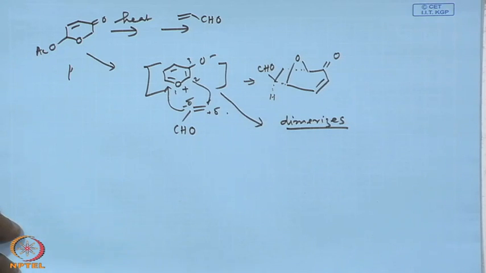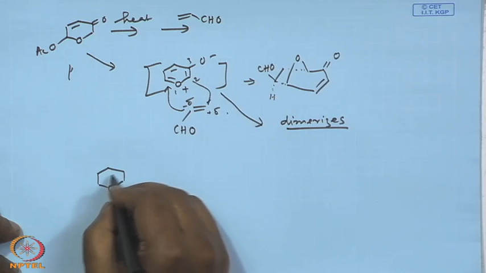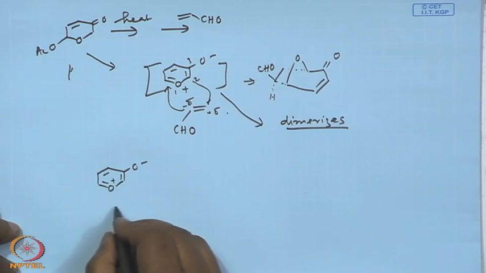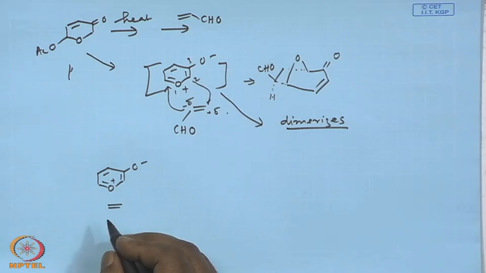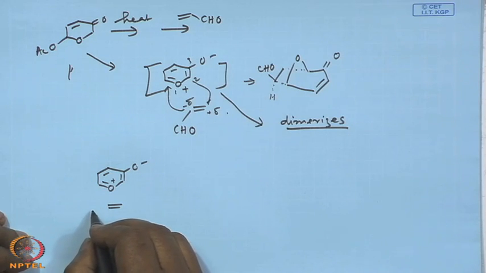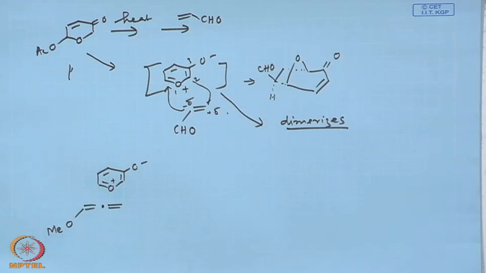What else? Again the same kind of molecules here. What are the other possible reactions? If you have reactions, let us say, with substituted alkenes here. So far we have seen the examples with alpha beta unsaturated aldehyde, okay.